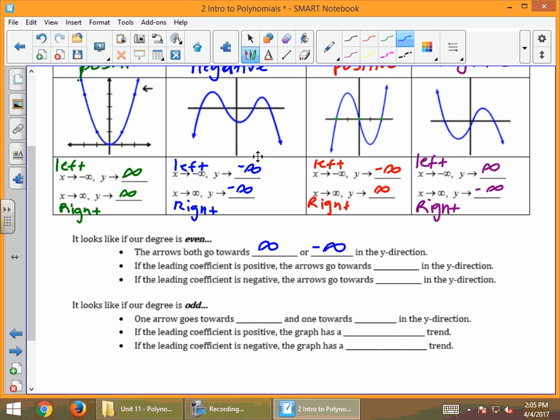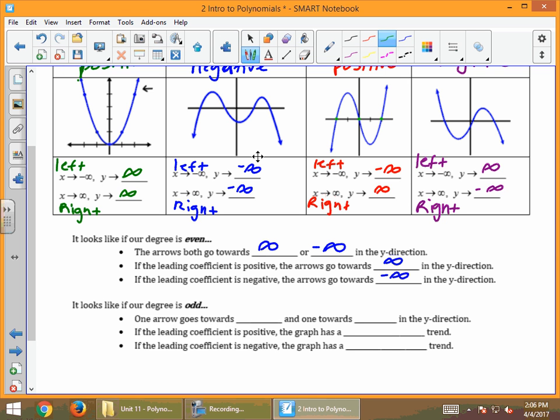If the leading coefficient is positive, the arrows go towards which direction? They both went towards positive infinity. If it was negative, they both went towards negative infinity in the y direction. That's true every single time. So if it's positive out in front and even, it's always going to point up towards positive infinity. If it's negative and even, it's always going to point down towards negative infinity. You don't even have to plug in your calculator to know. You can just look at the type of function and the degree.